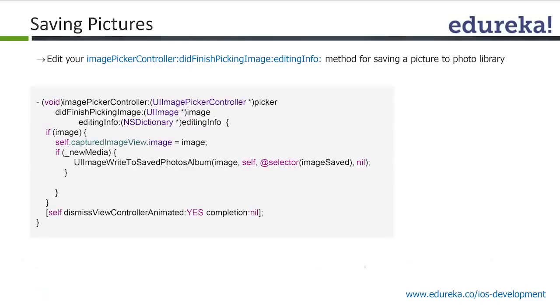You are going to check if it is a new media or not. Why you need to check this: let's say you have selected an image from the photos album itself. Then there is no need to save it again to the photos album, because that will create a duplicate of the same image. Only when you select the image from the camera are you going to save it to your photos album. After selecting it, obviously you are going to dismiss the image picker controller. This way you are going to save pictures to your albums.